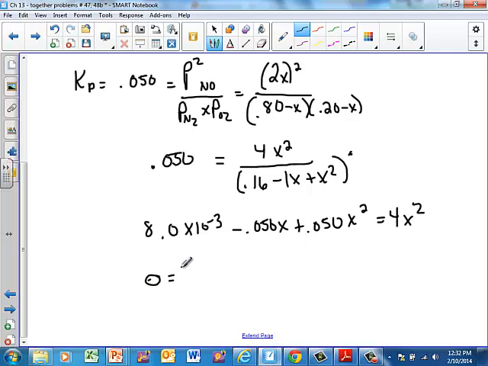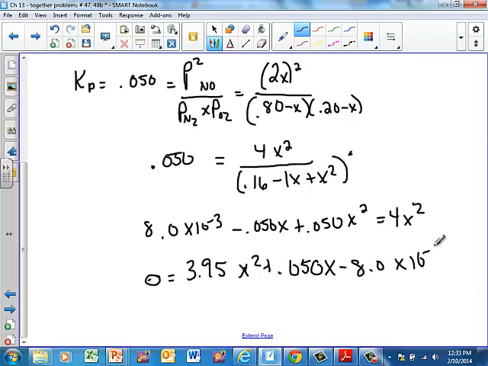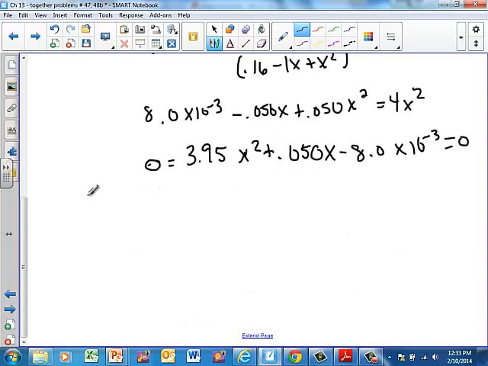So I'm going to have 0 is equal to 4x squared. Nope, I'm lying. Let me change that here. Do my math correctly. If I take 4 and subtract 0.050, I'm going to end up with 3.95x squared plus 0.050x minus 8.0 times 10 to the negative third equals 0. Okay, then what I have to do is go ahead and use the quadratic formula.